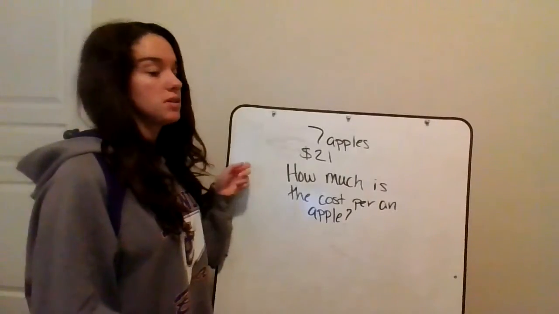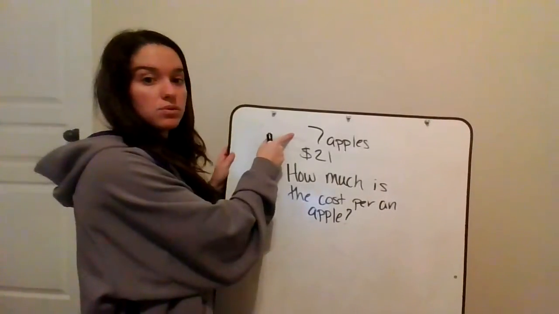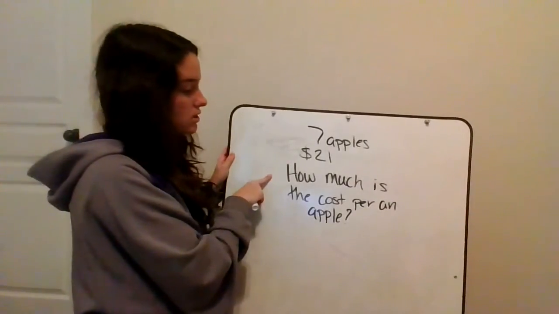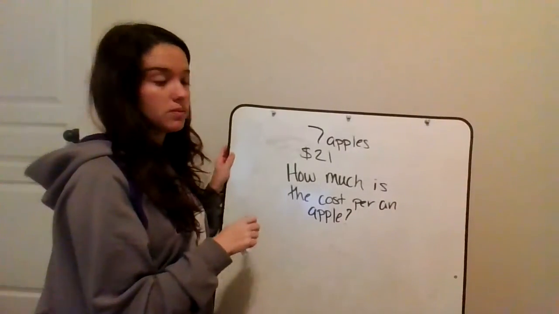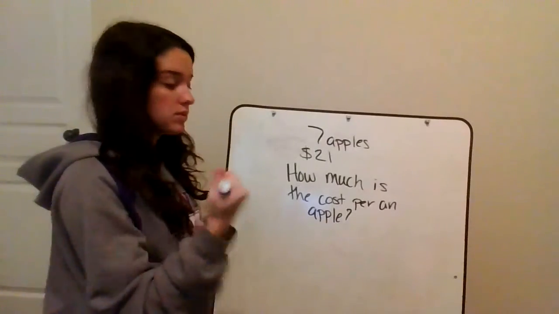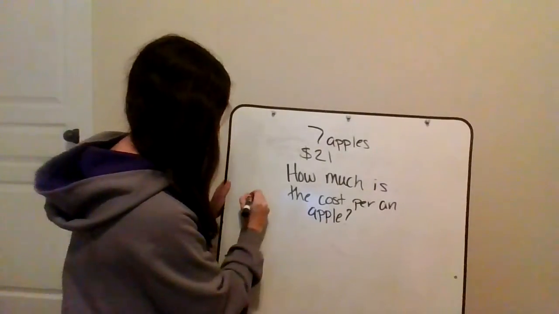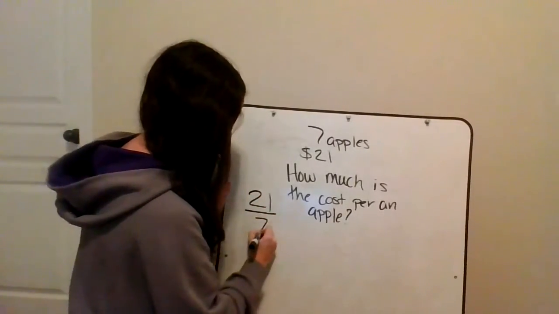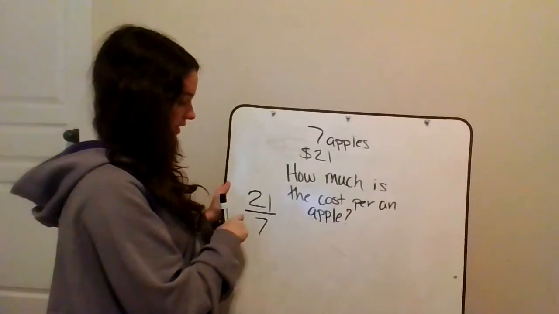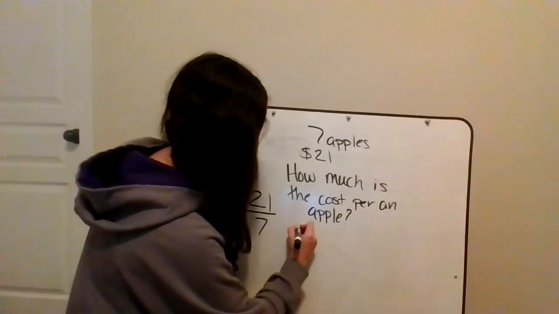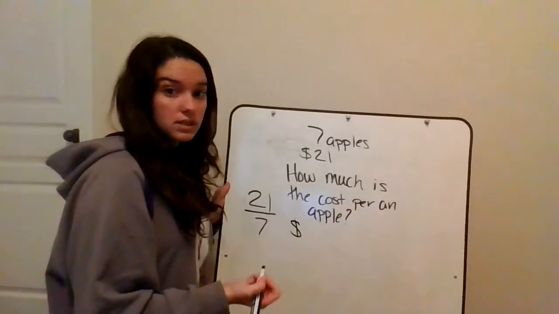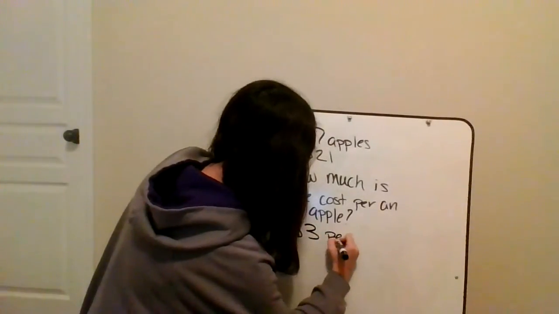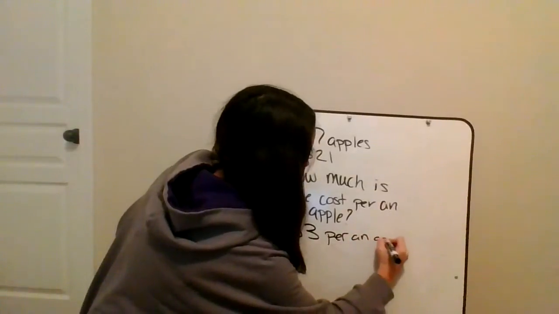First let's start off with a unit rate. I have 7 apples and they cost $21. How much is the cost per apple? To figure out the cost per apple, you're going to do 21, because that's our cost. Our cost goes on top over 7. So you would do 21 divided by 7. So the cost per apple is $3 per apple.